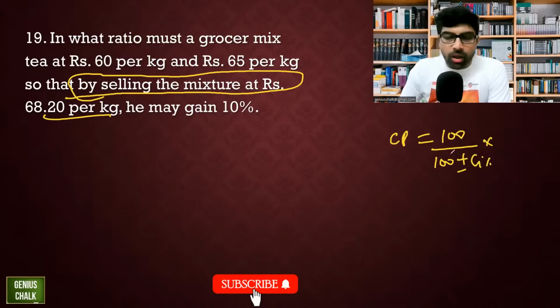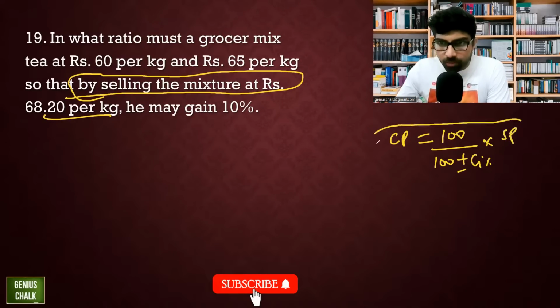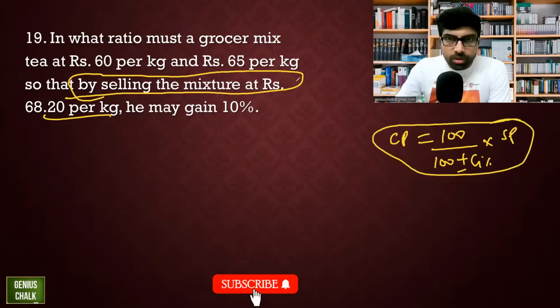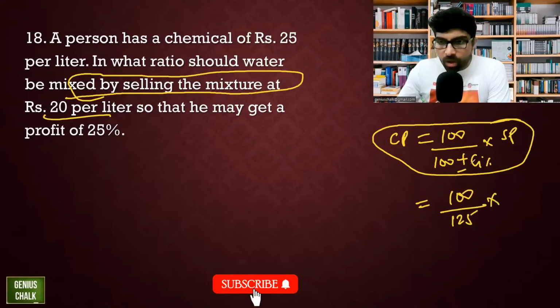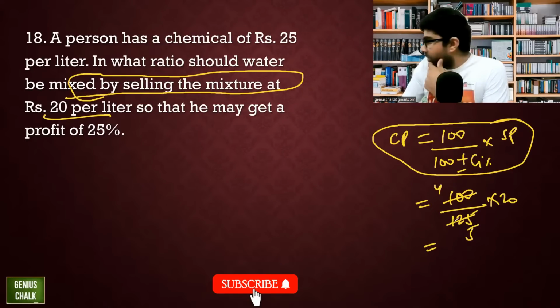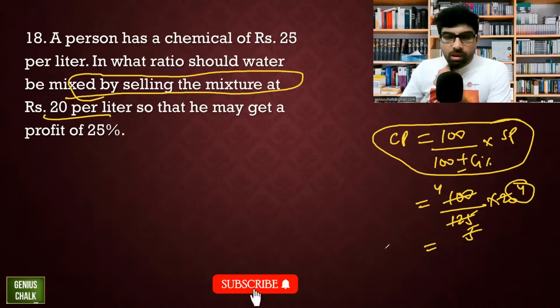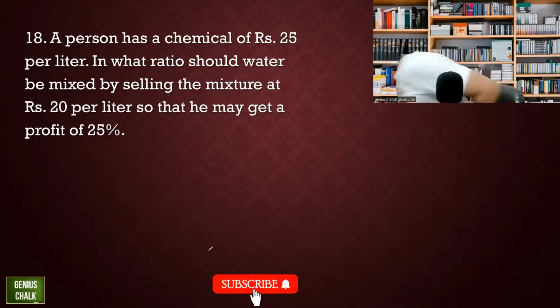The cost price is 100 upon 100 plus or minus gain percent, into selling price. What is the gain here? Like in the last question, if you are not comfortable, you can use this method also. What was the process? It was 100 upon, earlier it was 25%, so 125. For gain, I'll use the plus sign. For loss, I'll use the minus sign. Selling price was 20. So if you use it, it is basically 4 by 5. 4 by 5 is 16.